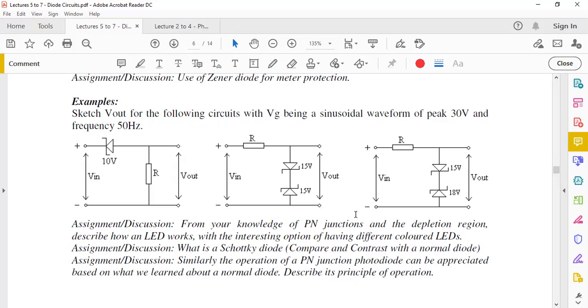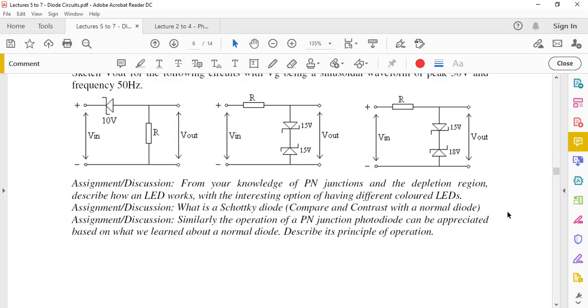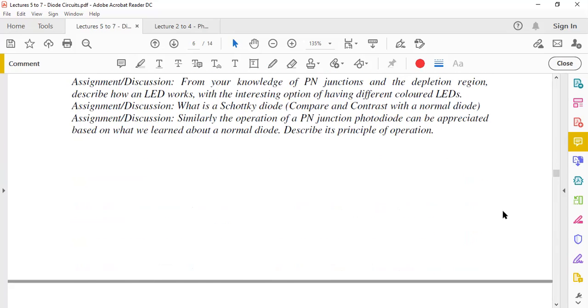And when you have the negative half cycle of your sinusoidal input waveform, when you try to send current in this direction, then the 18 volt one is actually in forward mode. And whenever the voltage exceeds 15 volts, then you have 15 volts across the output. So I would encourage you to sketch all these, and we're going to consider that in the tutorial class.